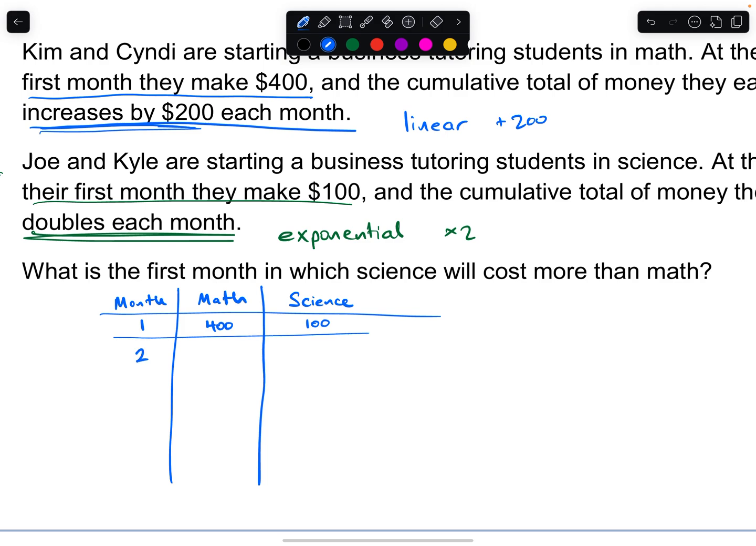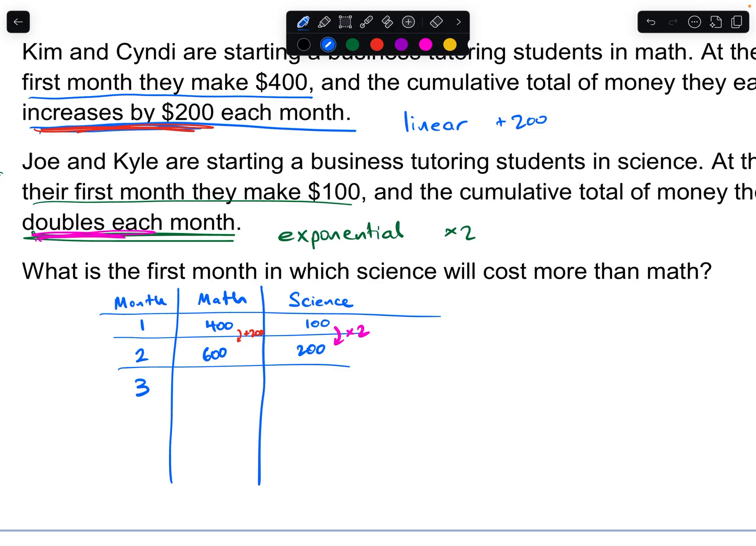In the second month, it tells us we're increasing by $200 every month. So we're going to need to add 200 to get how much the math business has made in the second month. And so 400 plus 200 is 600. However, the science business, even though they started out making less money, they're going to double every month. So we're going to times 2. 100 times 2 is 200. All right, and so far, math made more than science in the first month. It's still earning more than science in the second month. So let's keep going.